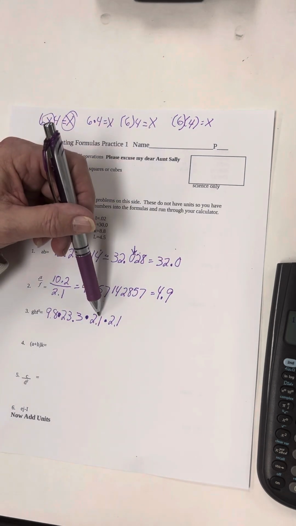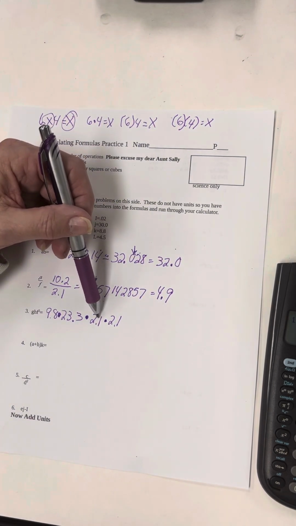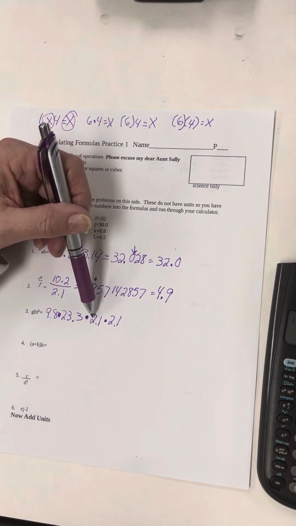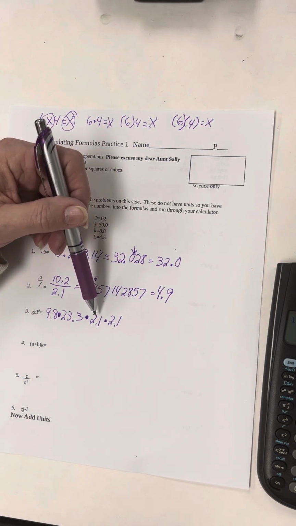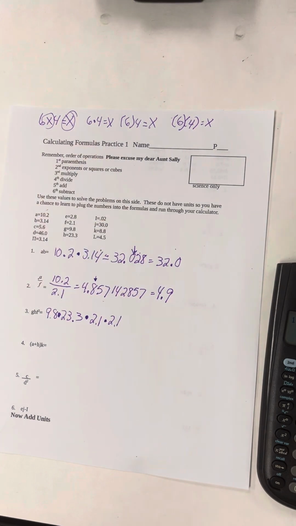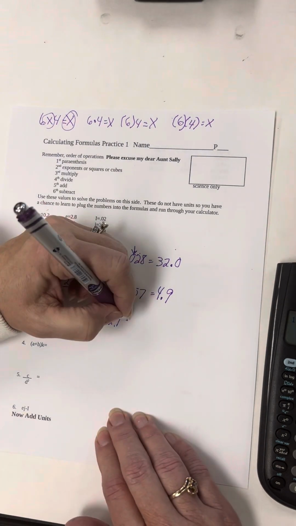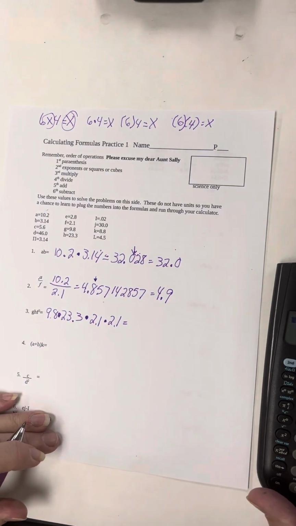You'll forget to multiply it in twice, or you'll take the 2.1 times 2 instead of 2.1 times 2.1, or you'll forget to square your unit, which we haven't even got to. So it really is to help you get the right answer more often.